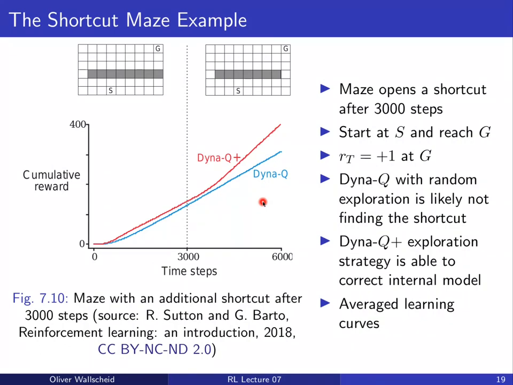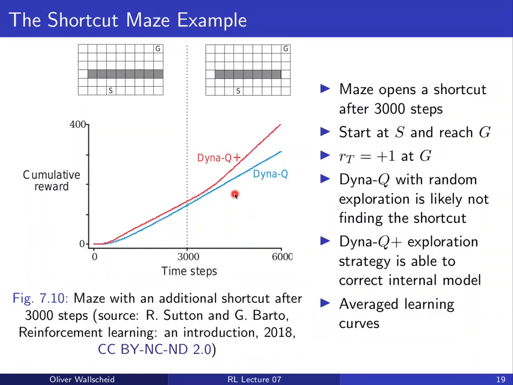Here's also a second example for changing environments. Again, Dyna-Q against Dyna-Q Plus. And what is happening here? The starting conditions on the left-hand side are more or less the same. We have starting and goal state in a grid world example, and we have one specific way to go behind this obstacle and then eventually find the goal state. After 3000 time steps, we are giving a shortcut in that environment. The state at the right side is removed, and therefore obviously the eastbound route is much quicker compared to the westbound route.